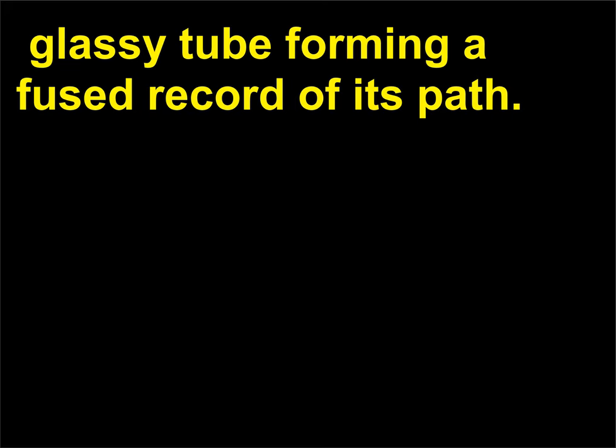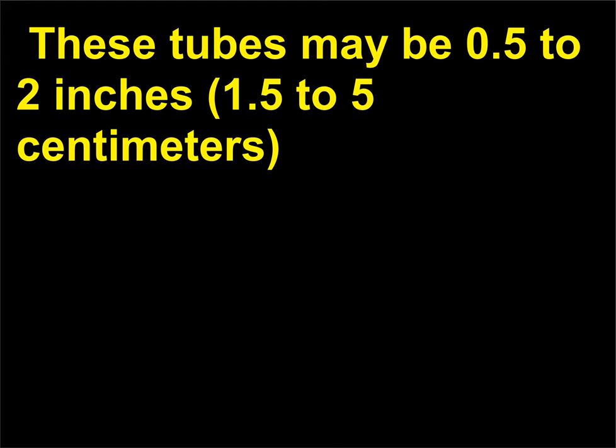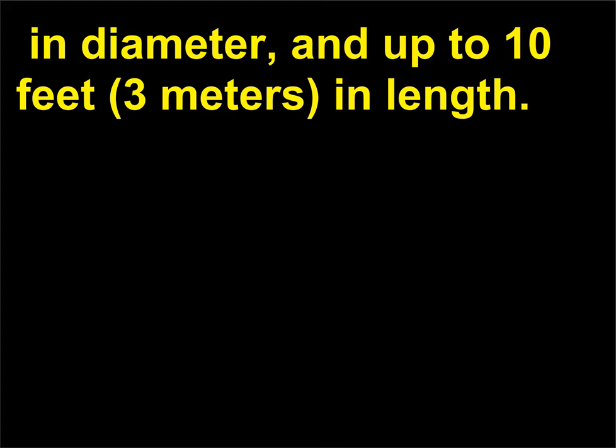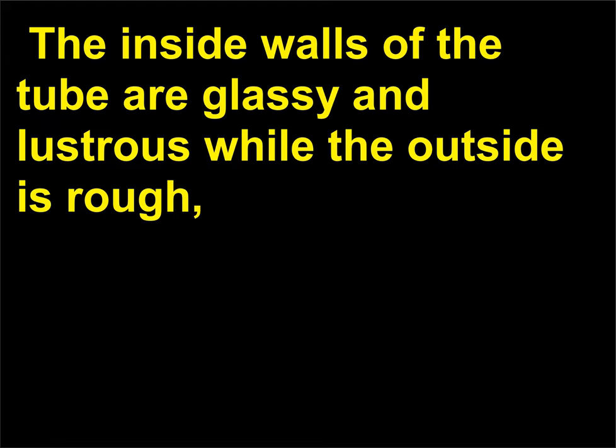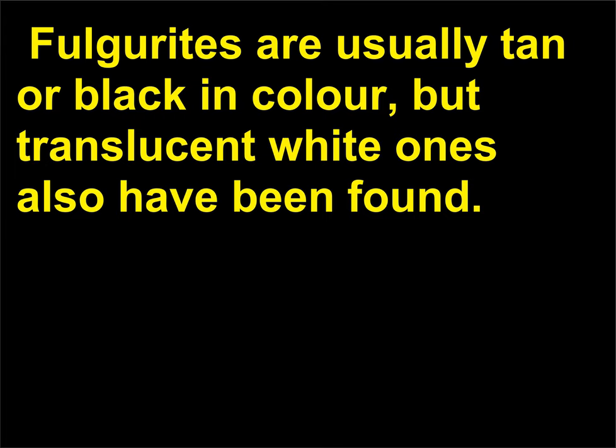These tubes may be 0.5 to 2 inches, 1.5 to 5 centimeters in diameter, and up to 10 feet, 3 meters, in length. They are extremely brittle and break easily. The inside walls of the tube are glassy and lustrous while the outside is rough, with sand particles adhering to it. Fulgurites are usually tan or black in color, but translucent white ones also have been found.